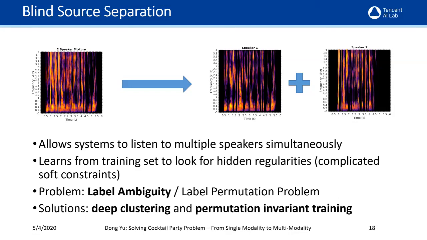To effectively separate the overlapping speech, the system needs to learn from training set to look for hidden regularities. The most successful technique so far is to convert the problem to a supervised learning task with synthesized mixture data, for which the target is known. However, since A plus B equals B plus A, blind source separation has a label ambiguity problem, which can be attacked by either deep clustering or permutation invariant training.